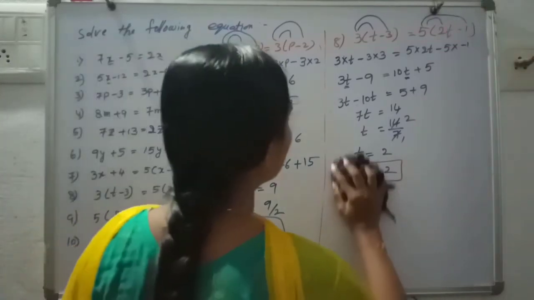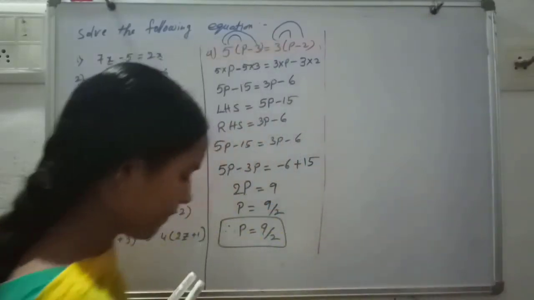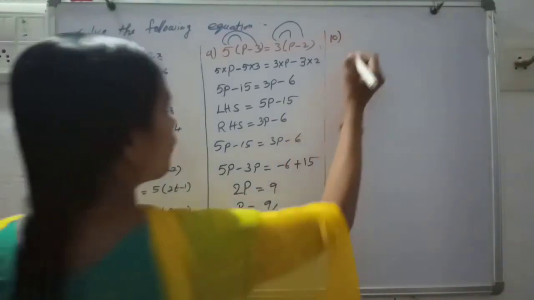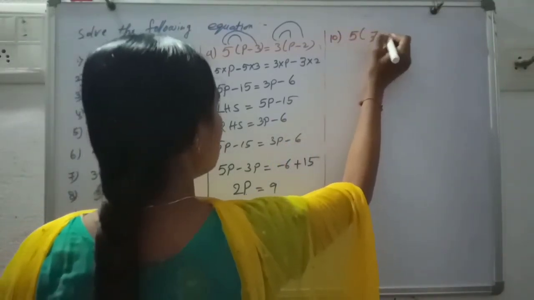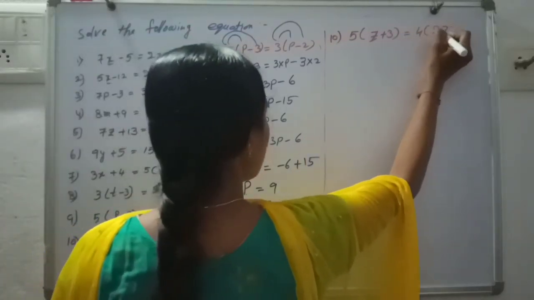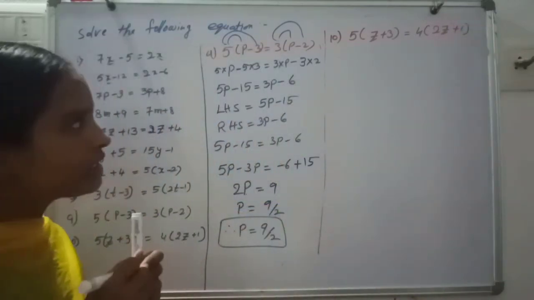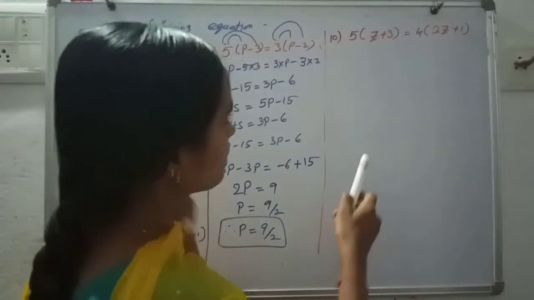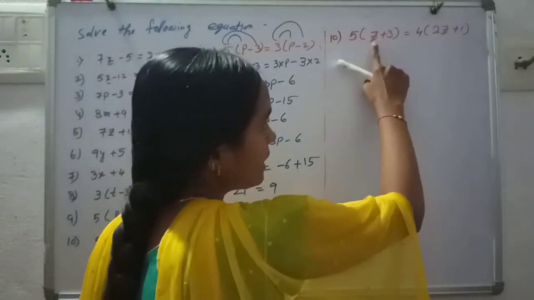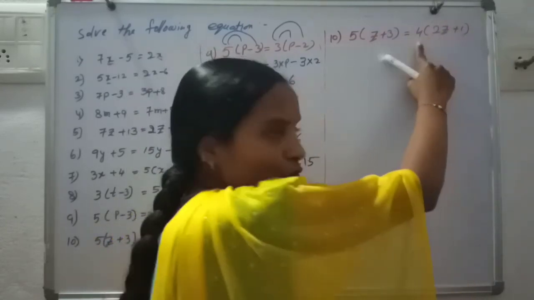Now let's see the 10th one. What is the 10th? See here: 5 into (z plus 3) equal to 4 into (2z plus 1). It is a simple equation. Now first, (z plus 3) into 5, and (2z plus 1) multiplied with 4.